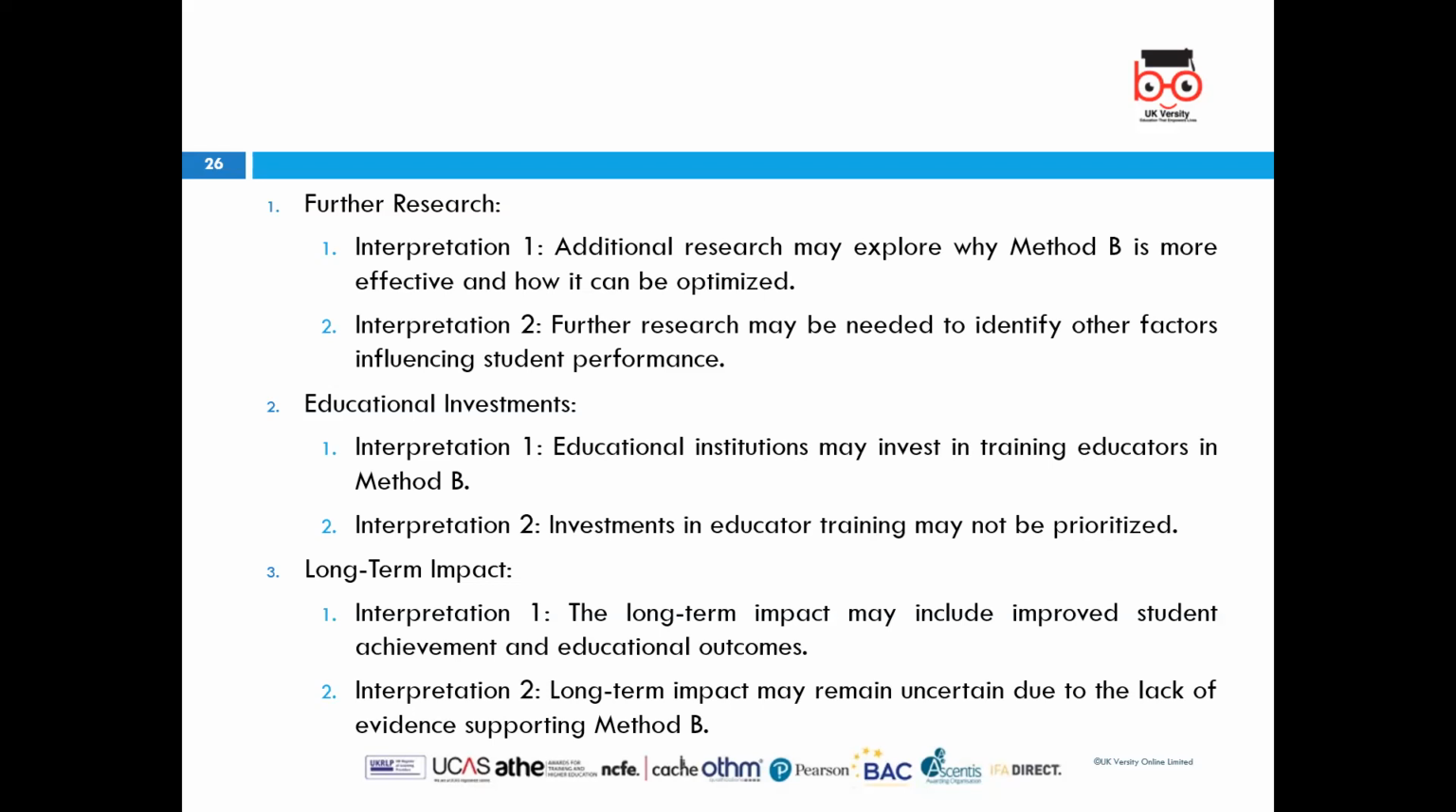And finally, in long-term impact, interpretation 1, for the null hypothesis being rejected, is that it may include improved student achievement and educational outcomes, whereas in interpretation 2, the long-term impact may remain uncertain due to lack of evidence supporting method B.